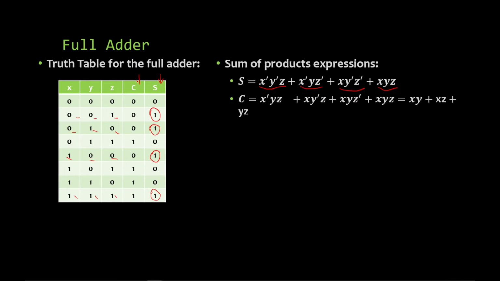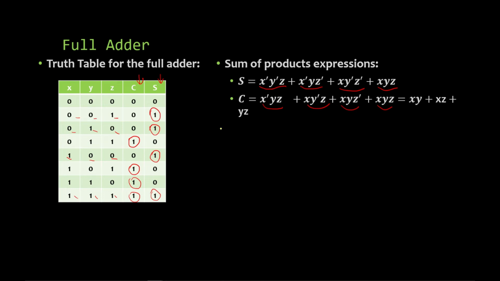And let's see for carry. For carry, we are going to have x complement, y, z, this term. We are going to have x, y complement, z, this term. x, y, z complement. And finally, again, x, y, z. And you can simplify the carry's equation as xy plus xz plus yz. You can use the K-maps method for this.